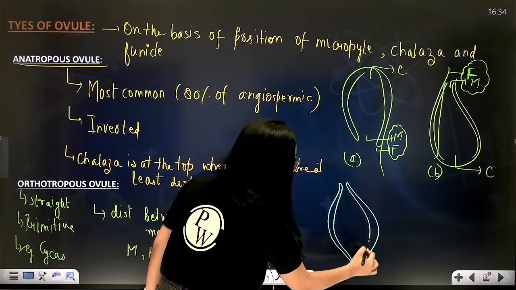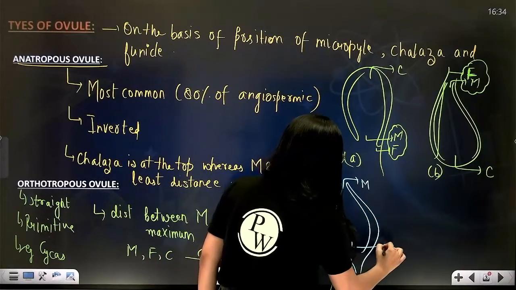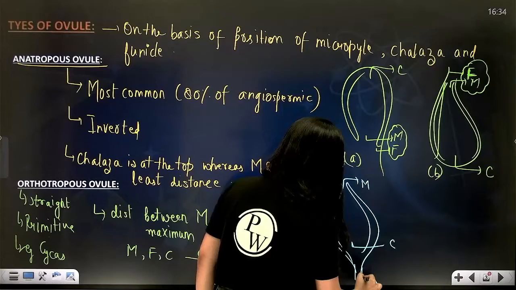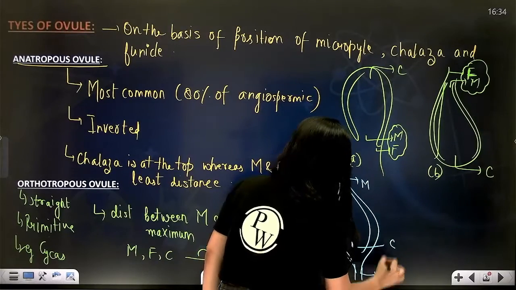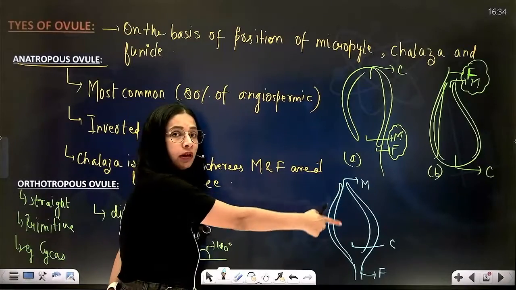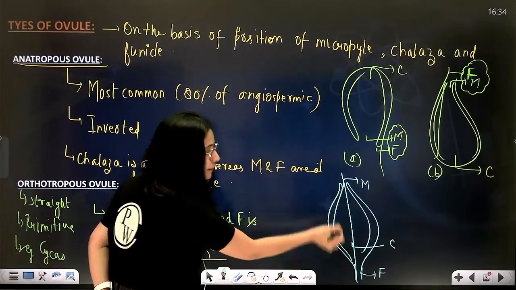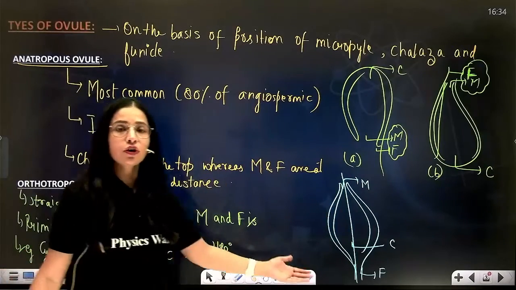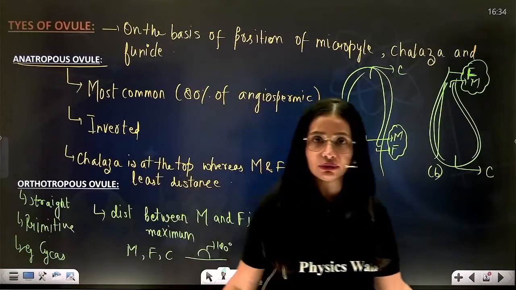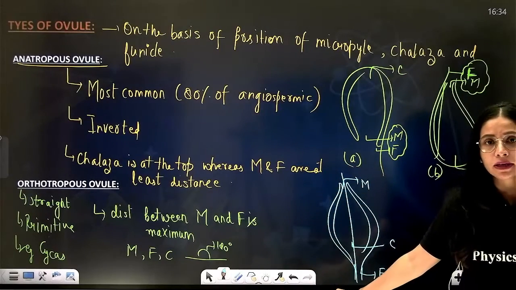Okay? These are the integuments. This is the opening, which is micropyle. This is the base, chalaza. And here is the stalk of the ovule called funicle. So you can see micropyle is at the top, funicle is at the base, and all three are coming on the same straight line. So this is your orthotropous ovule. Is it clear? Both anatropous and orthotropous.